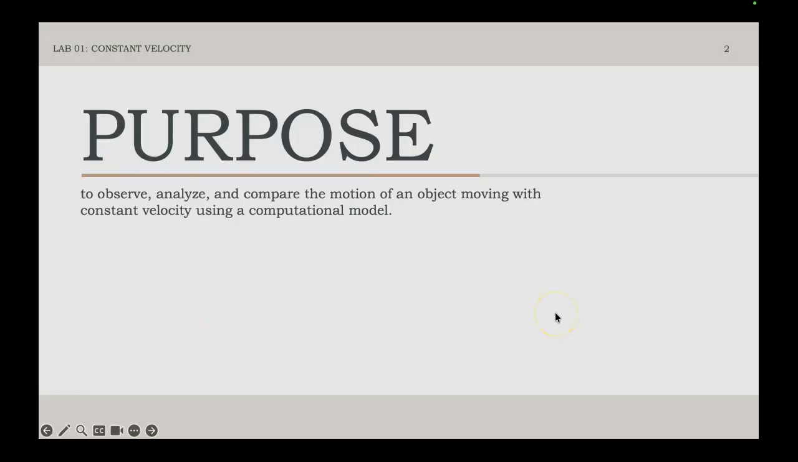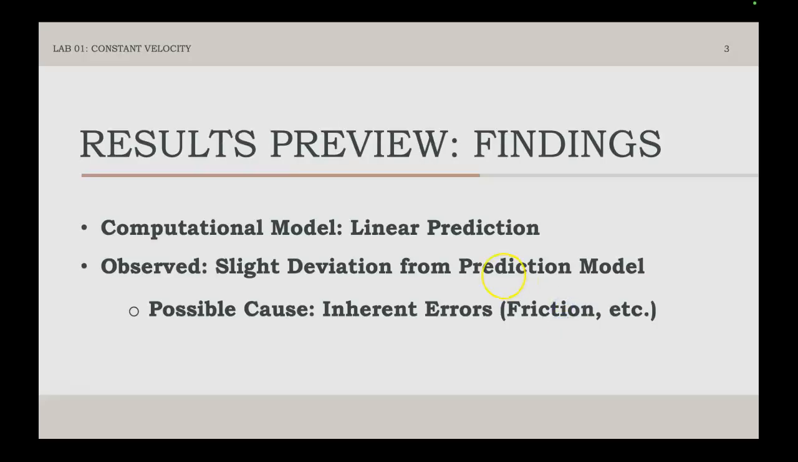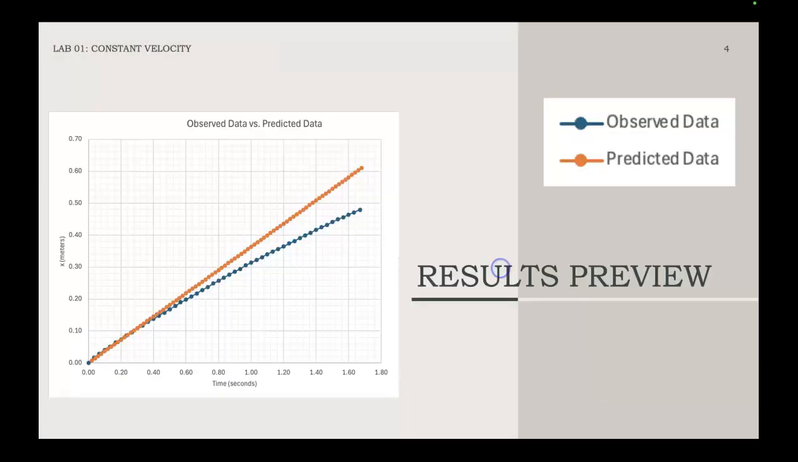The purpose of this lab was to observe, analyze, and compare the motion of an object moving with constant velocity using a computational model, as well as observations and fundamental physics principles. So just quickly, our results preview here. We found that the computational model yielded a linear prediction of motion, and our observed data saw a slight deviation from that prediction model due to some inherent errors such as friction, and we'll get into that a little bit later. And here we have the data yielding this graph that we see.